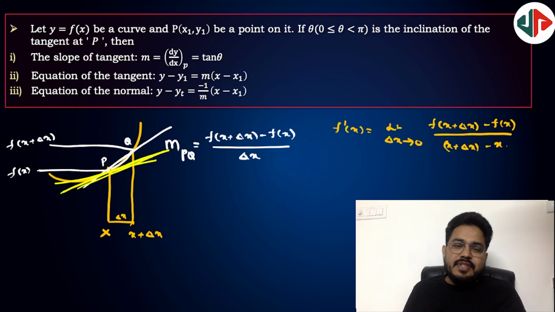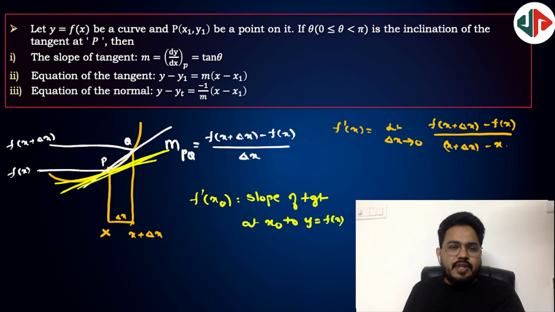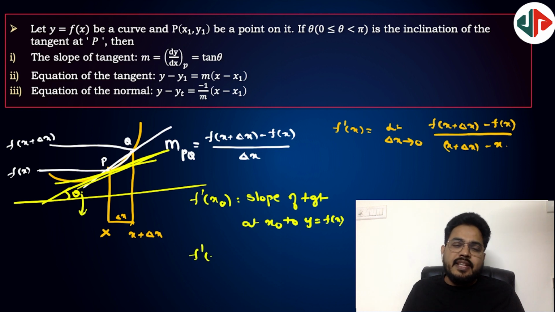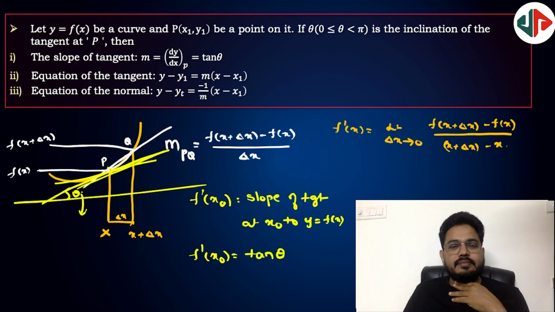So simply f dash of x naught is the slope of the tangent at x naught to the curve y is equal to f of x. If this line is making an angle of theta, this is called the inclination, and also I can say f dash of x naught is equal to tan theta. Okay.